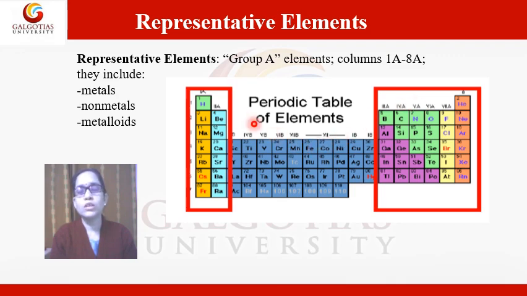These representative elements are mainly metals, non-metals and metalloids. Metals, except hydrogen, are all present on the left of the periodic table. On this side, these are all non-metals. And some are metalloids. These metalloids separate the metals from the non-metals.